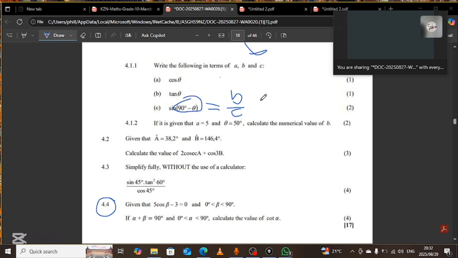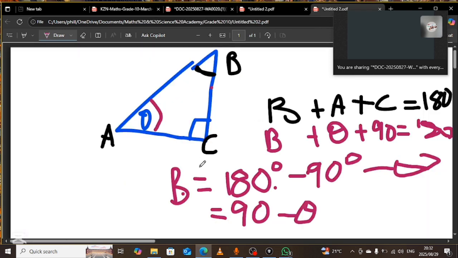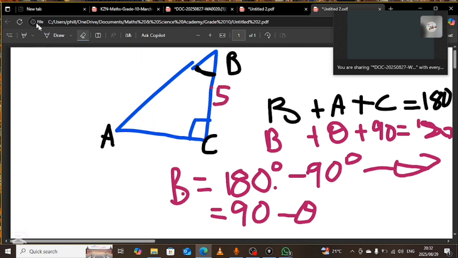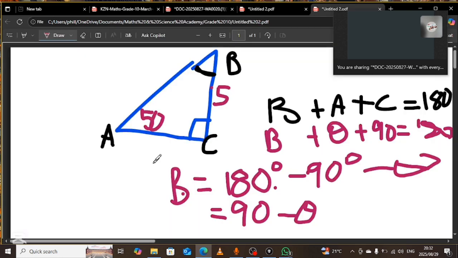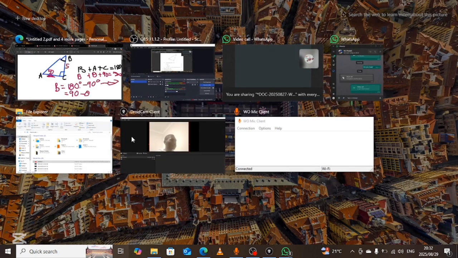My answer was C. I want to see, just take me step by step on how you do it. So here it's 5, right? And here our theta is 50 degrees, right? We're looking for B. This side here, right? So how did you do it?